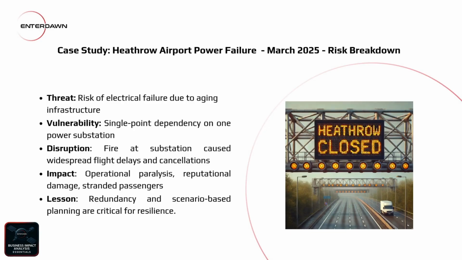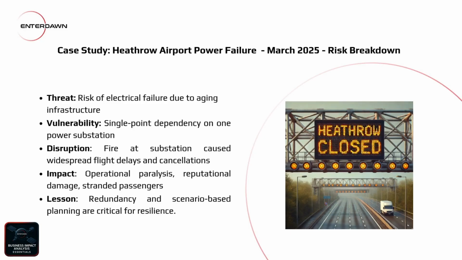A fire broke out at a critical power substation serving Heathrow, triggering a terminal wide power outage. This led to the grounding of dozens of flights, halted baggage handling systems, and caused chaos for thousands of travelers.